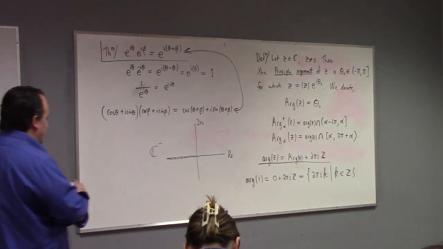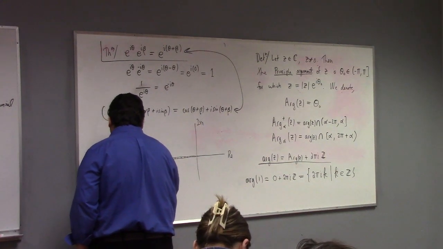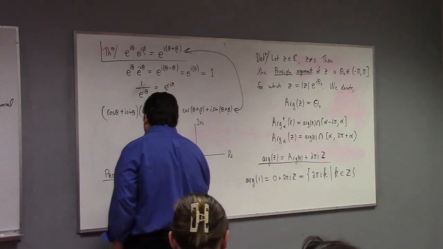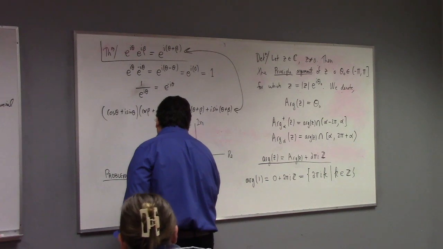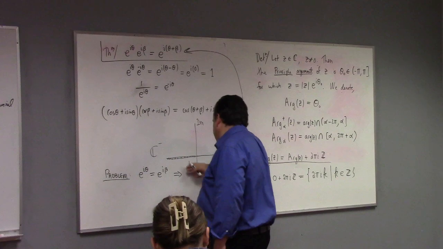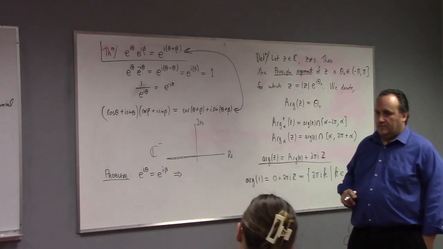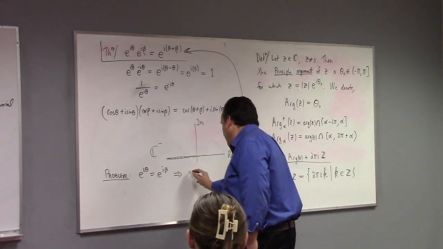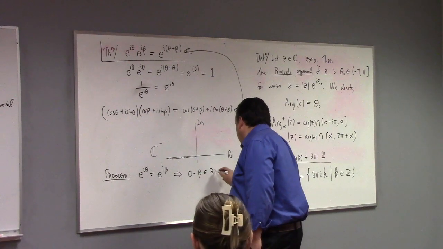Because the fundamental issue is this. Here's the problem. It's not a problem. I mean, it is a problem, but it's also beautiful and neat. So e to the i theta equals e to the i beta implies what? It does not imply that theta equals beta. It implies that theta minus beta is an element of 2 pi i times the integers.